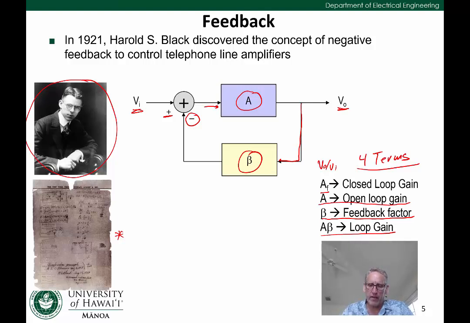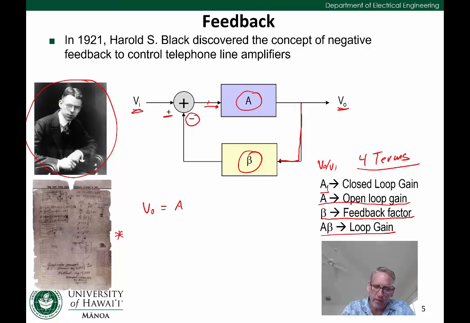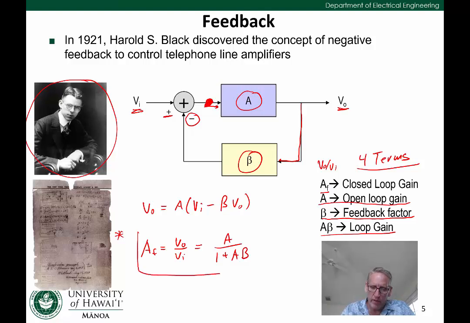Based on the block diagram, we can write that V out is equal to the gain A times whatever the signal is at this node right here. And that signal is VI minus beta times VO. And so we can see that if we solve for AF, which equals V out over VI, we get A over 1 plus A times beta. This turns out to be an important equation that we'll see again in this lecture.